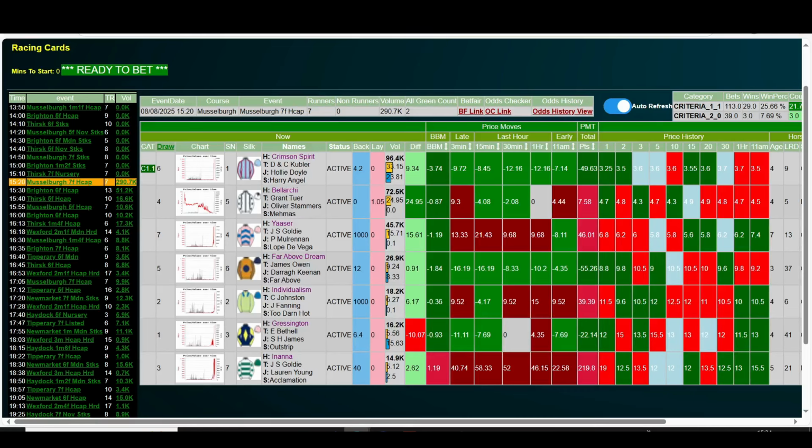That's exactly why we don't bet when we don't have a clear signal from the zones. C1.1, obviously Crimson Spirit beaten as well.